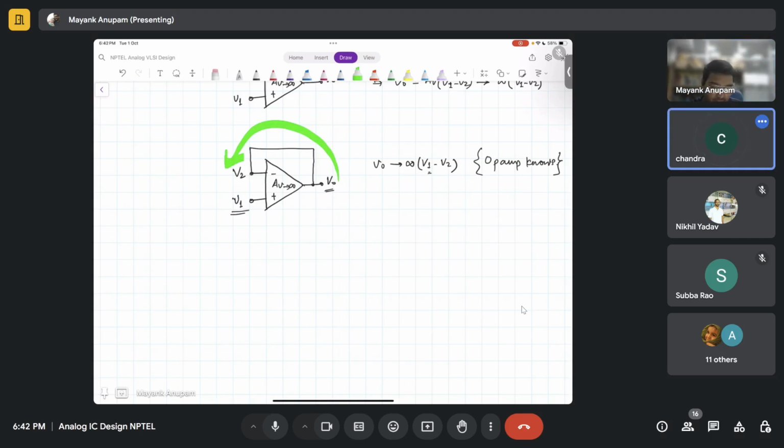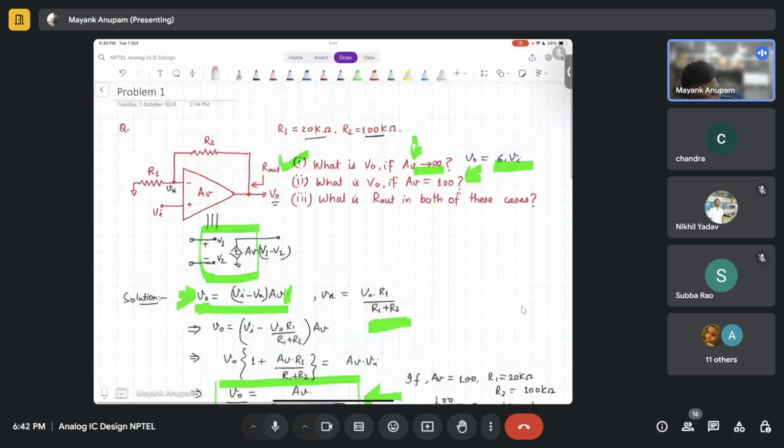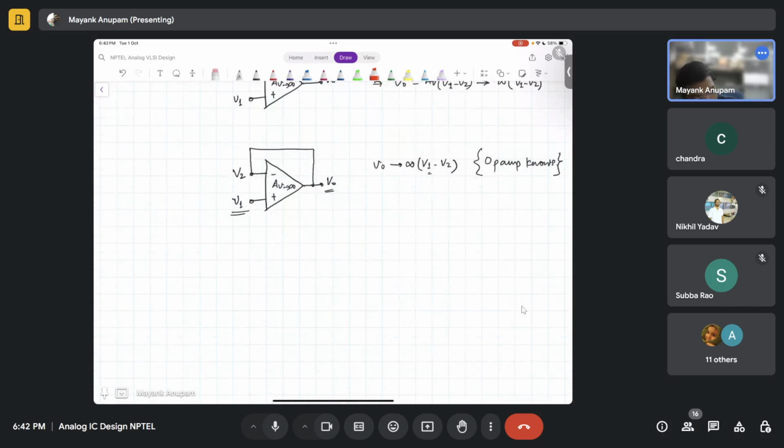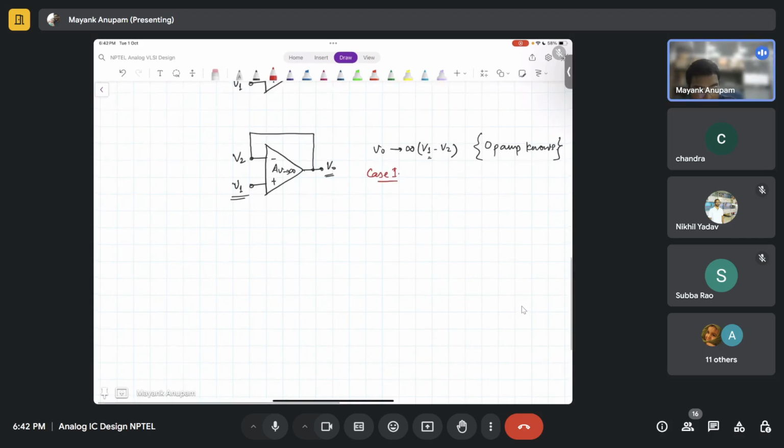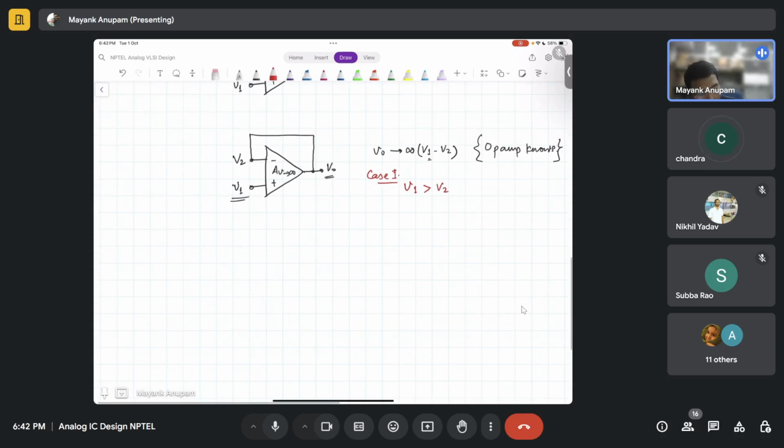So let's talk in this manner. Let's try to understand in this manner that case 1, V1 is greater than V2. Not slightly, but let's say V1 is greater than V2, okay? So what is going to happen? V0 will become infinity, right? V0 will go to plus infinity.